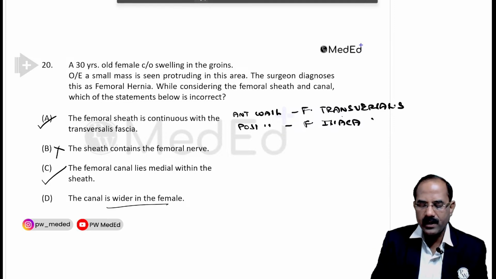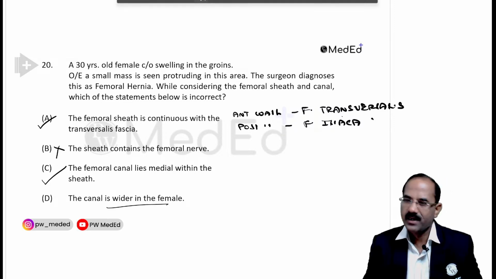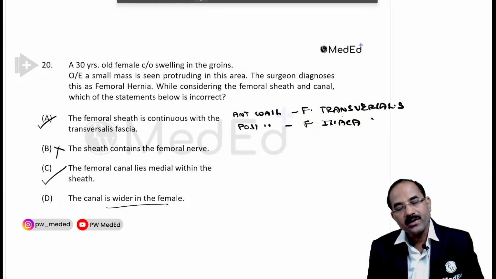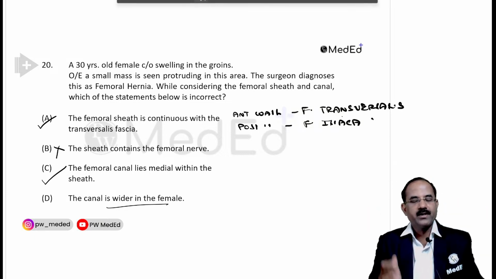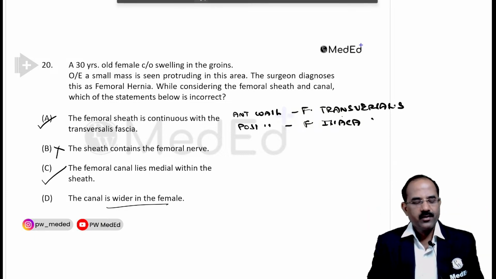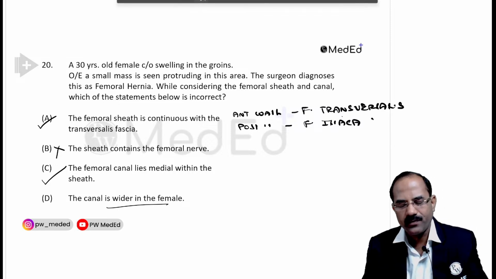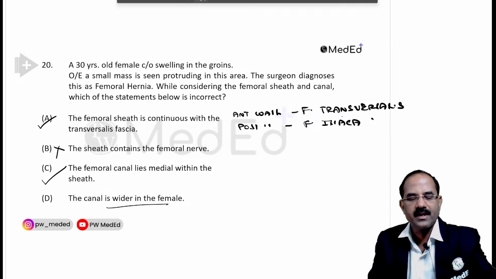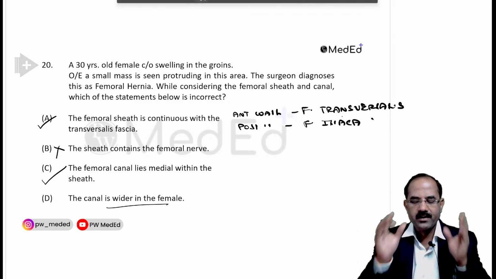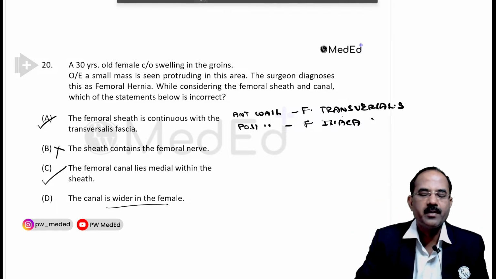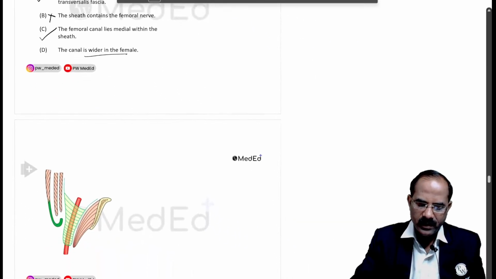The femoral canal is wider in females. Correct? The femoral canal is wider in females because the pelvis is wider in females and the femoral vessels are smaller, right? The vessels are smaller in size. The femoral vessels are smaller in size and the pelvis is wider. The canal becomes wider in females. Clear? Have a look at this.